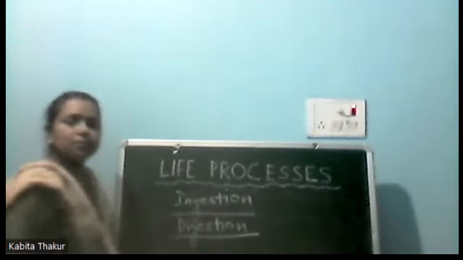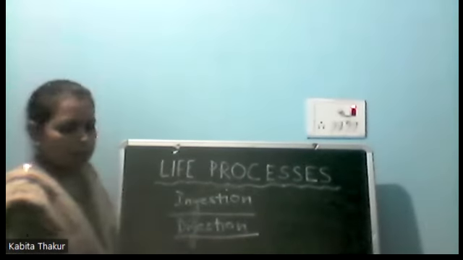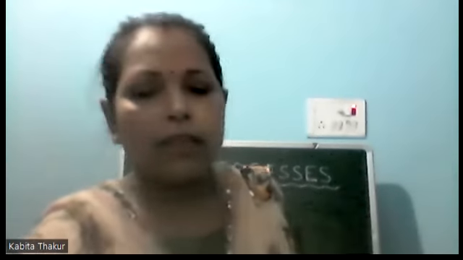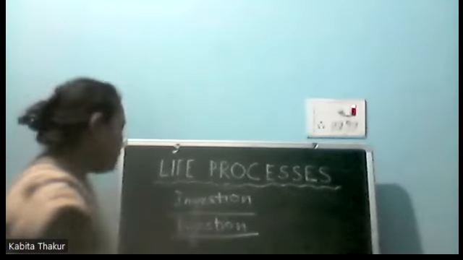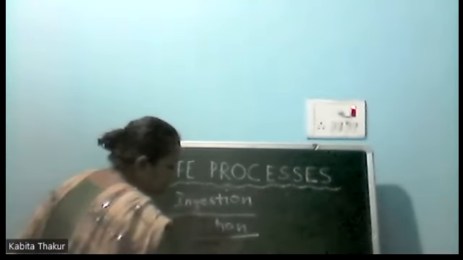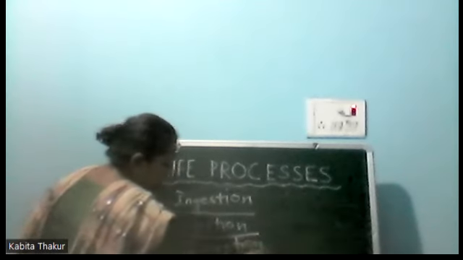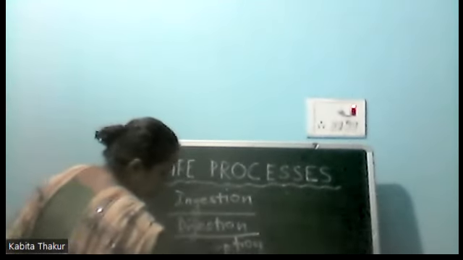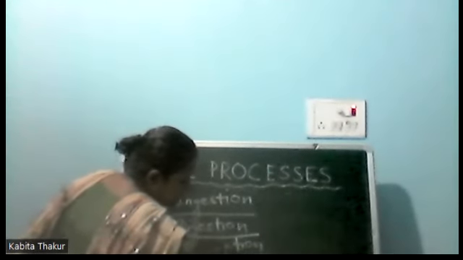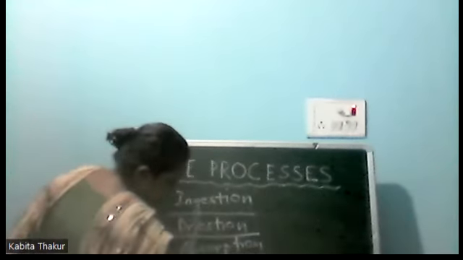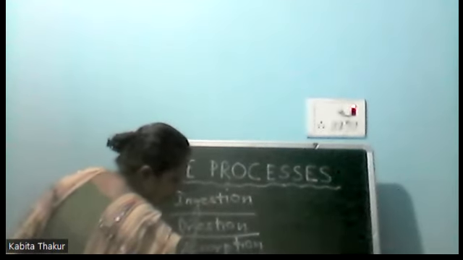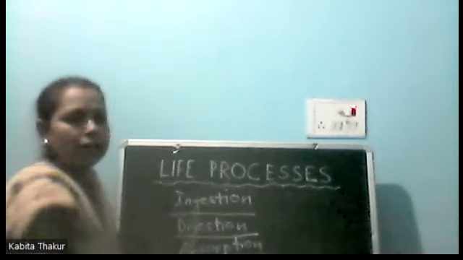The third step, after digestion, what happens? Absorption. Yes, the third step is absorption. So here I am writing absorption. Then the next one is called assimilation. Assimilation. And the last one is egestion. It is egestion. Okay, now how are we going to describe them one by one?